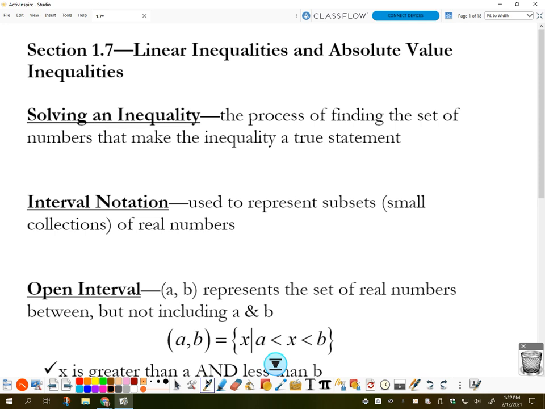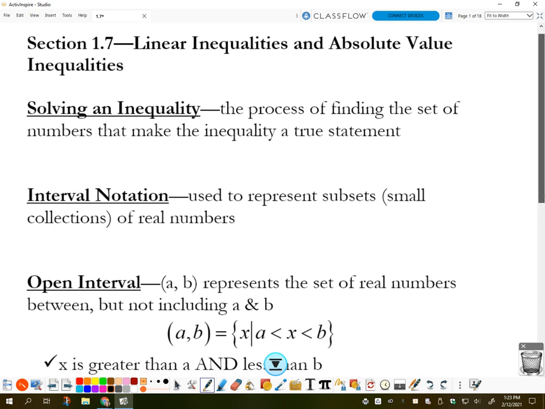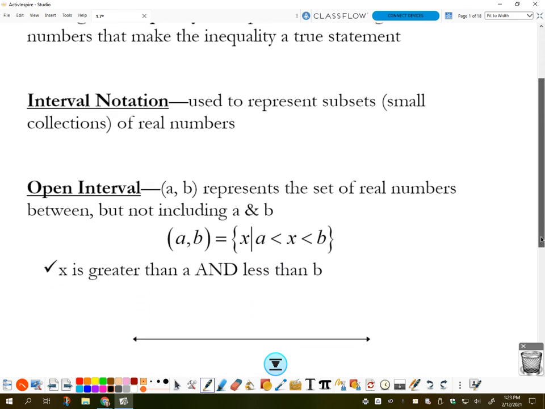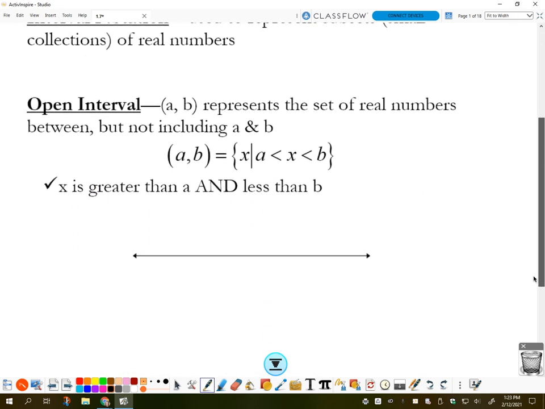So remember that when you solve an inequality, you're finding the solution set. It's not a single number. We have interval notation, which is parentheses and brackets, which y'all have seen before. For an open interval, you're going to use parentheses. So like if I want to say that x is between numbers a and b, then I can write it like this.